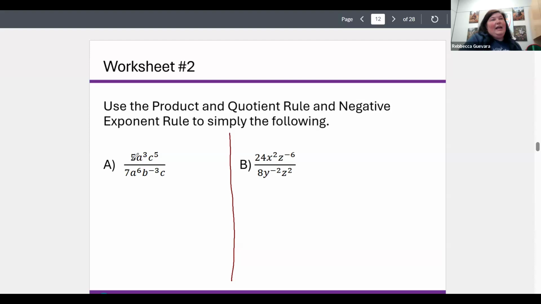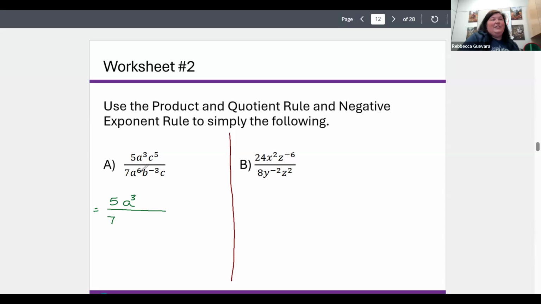All right, so with A, we got 5 over 7. This does not simplify in any way. So we're going to be left with 5 on top and 7 on the bottom. So we have an A. We have A to the power of 3.